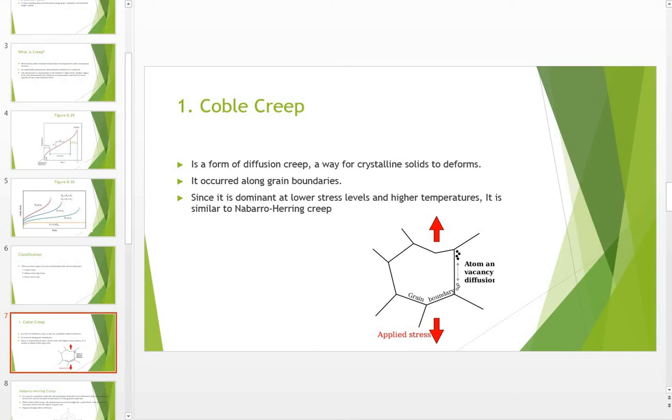So the first classification of creep is called Coble creep. So what is Coble creep? It's a form of diffusion creep, or a mechanism for a crystalline solid to deform. It occurs through the diffusion of atoms along the grain boundaries. And similar to the second one that we will talk about, the Nabarro-Herring creep, it is dominant at a lower stress level and a higher temperature.